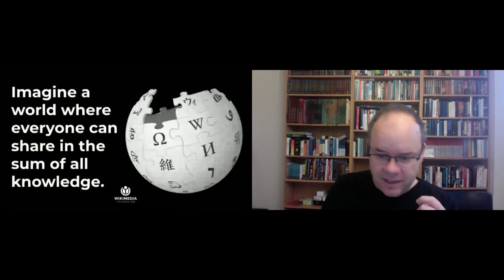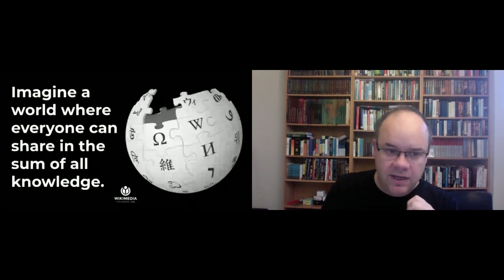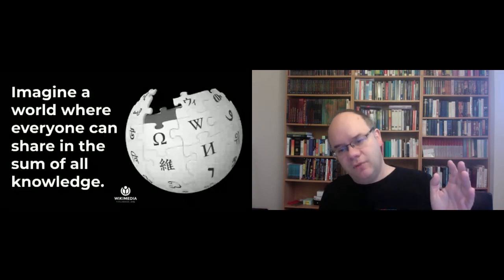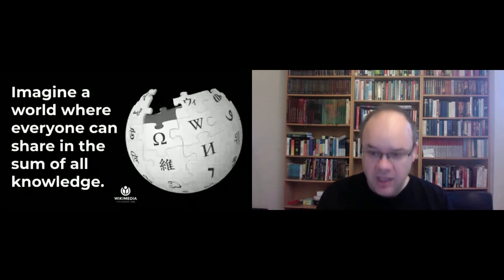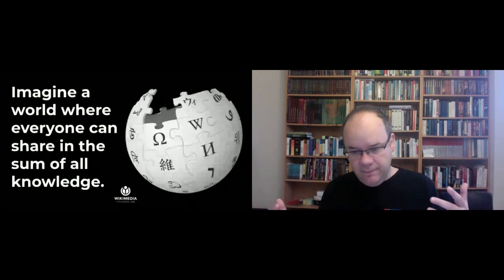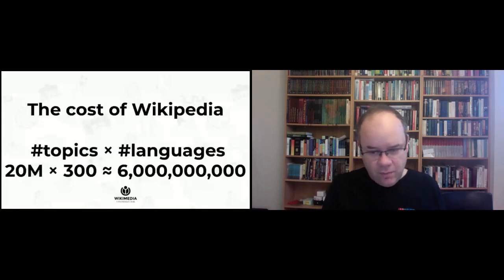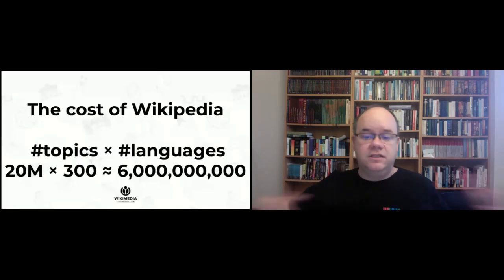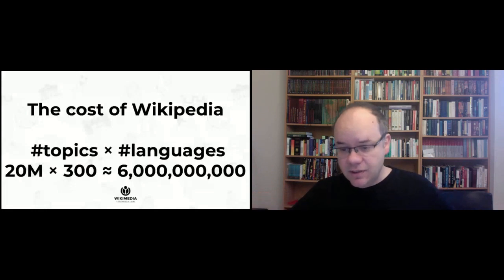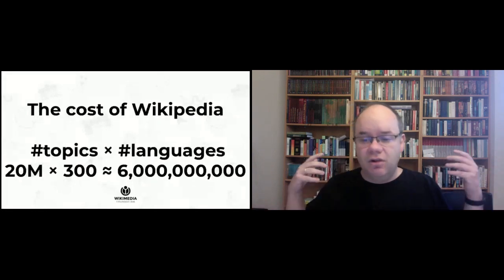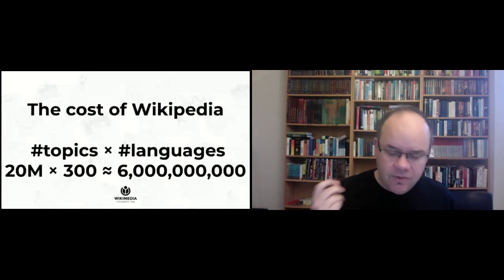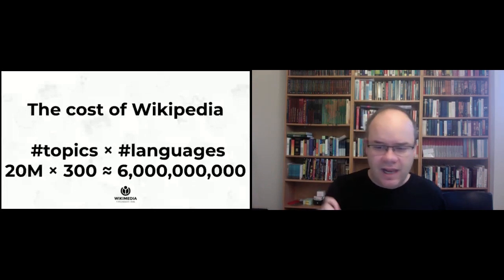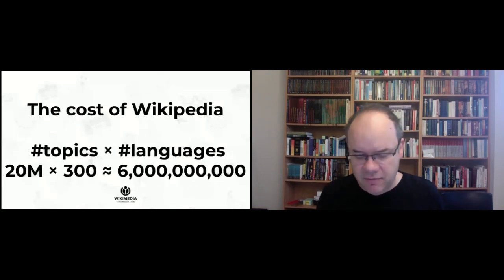The core problem is that the cost of Wikipedia, as we currently think about it, is the number of topics that we want to cover times the number of languages, because every language edition is entirely independent. So we need 20 million topics, 300 languages, 6 billion articles written in different languages. That's a lot of work. Can we improve that? The same question already led our work in 2005.